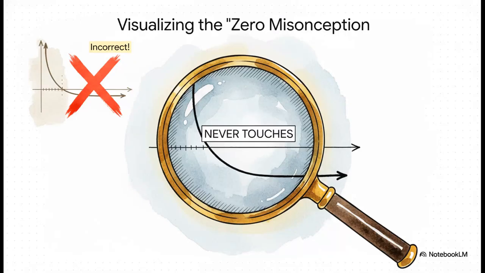And the second big one is what I call the zero misconception. It just feels like the curve should eventually hit 0, right? But it doesn't. Remember that asymptote? The value of the function will get unbelievably close to 0, but it will never, ever equal 0. That's why the range is all numbers greater than 0, not including it.